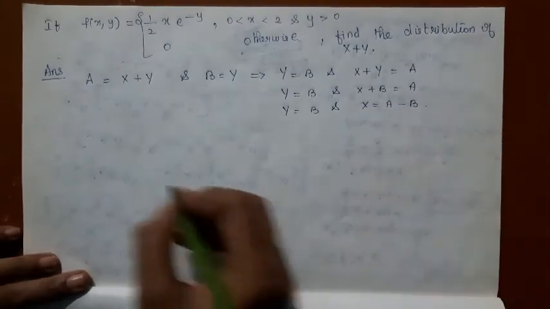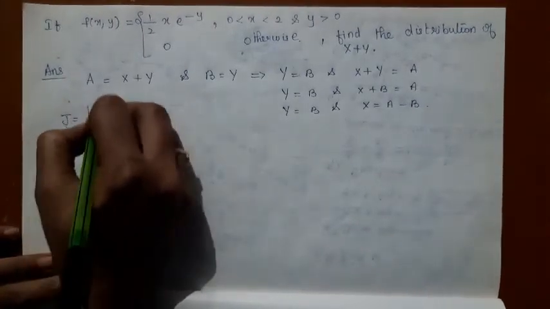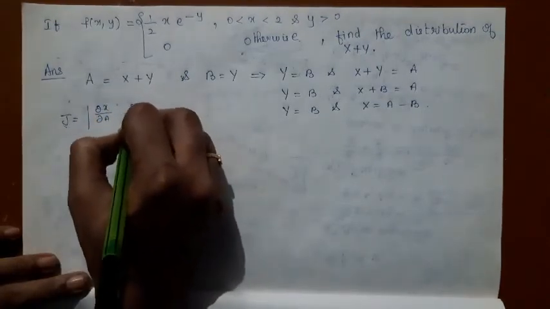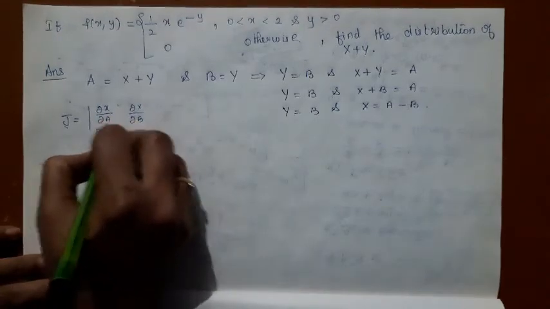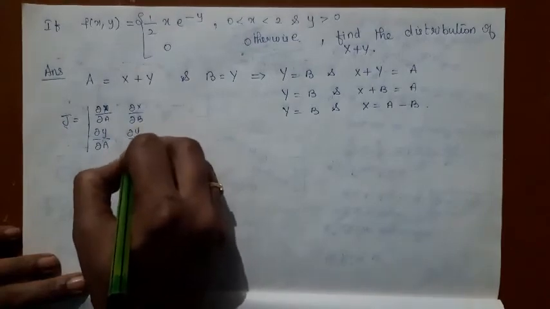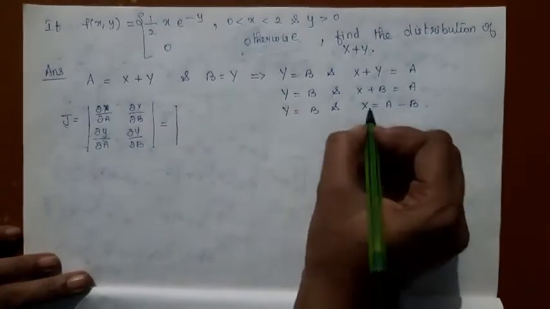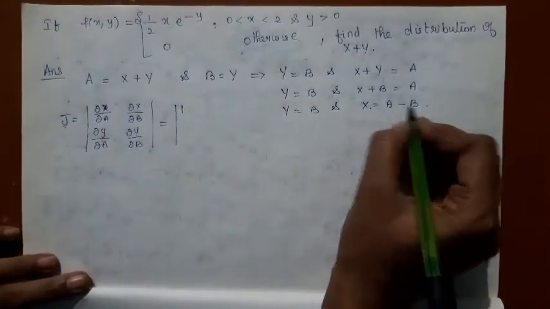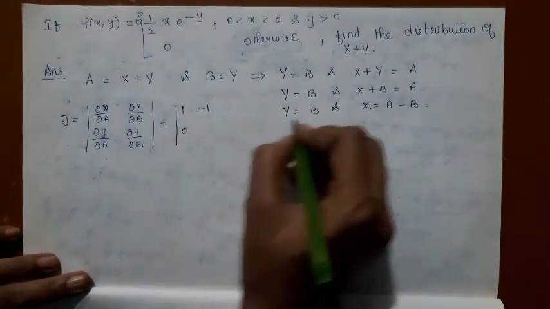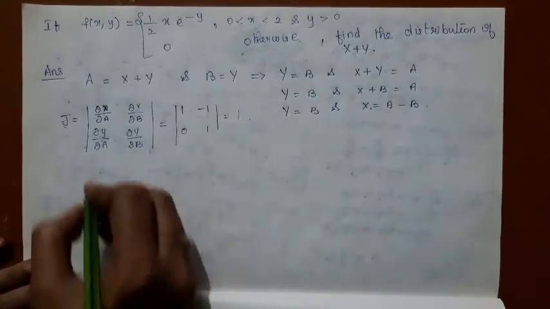Now let us find the Jacobian of transformation. Dou x by dou a, dou x by dou b, dou y by dou a, dou y by dou b. Dou x by dou a is 1, dou x by dou b is minus 1, dou y by dou a is 0, dou y by dou b is 1. So you get 1.